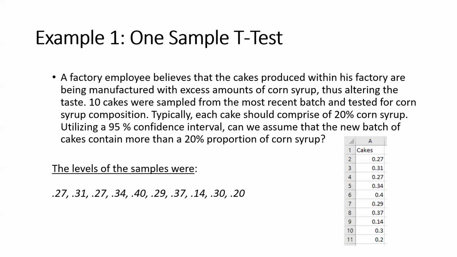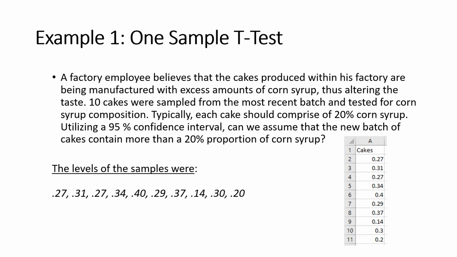So let's do a one-sample t-test example, and we're going to do this in RCommander, but the fundamentals still apply regardless. A factory employee believes that the cakes produced within his factory are being manufactured with an excess amount of corn syrup, thus altering the taste. 10 cakes were sampled from the most recent batch and tested for corn syrup composition. Typically, each cake should comprise 20% corn syrup.